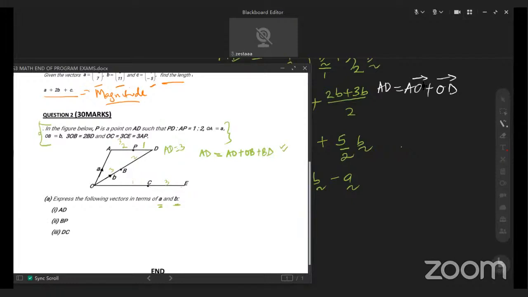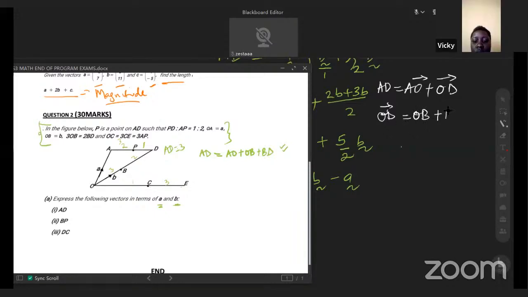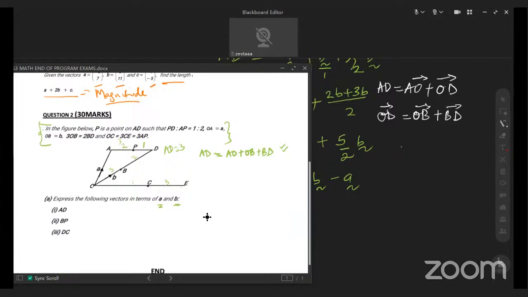But we don't know our OD. But we can also get our OD. What is OD? We say OD will be equal to OB plus BD. To get to OD, it is this OB plus this BD. The addition of these two gives us OD. But still we need to find BD.